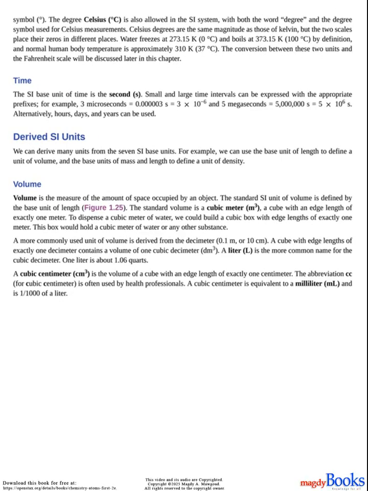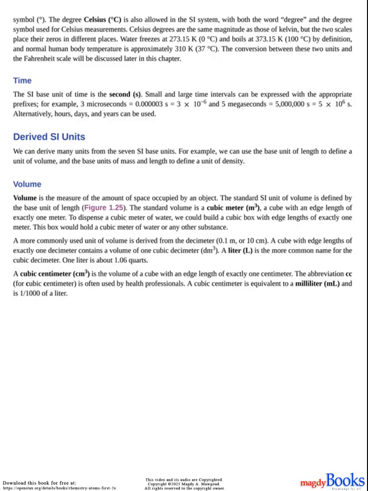The degree Celsius is also allowed in the SI system, with both the word degree and the degree symbol used for Celsius measurements. Celsius degrees are the same magnitude as those of kelvin, but the two scales place their zeros in different places. Water freezes at 273.15 K, 0 degrees Celsius, and boils at 373.15 K, 100 degrees Celsius, by definition, and normal human body temperature is approximately 310 K, 37 degrees Celsius. The conversion between these two units and the Fahrenheit scale will be discussed later in this chapter.